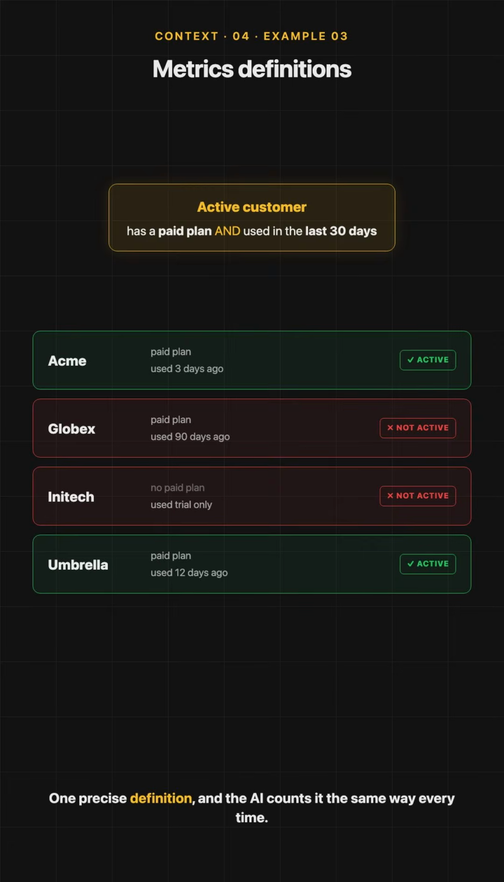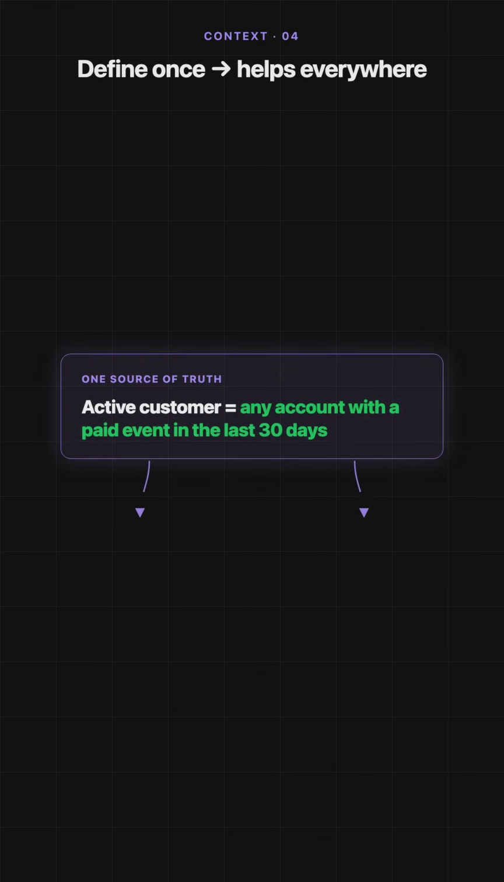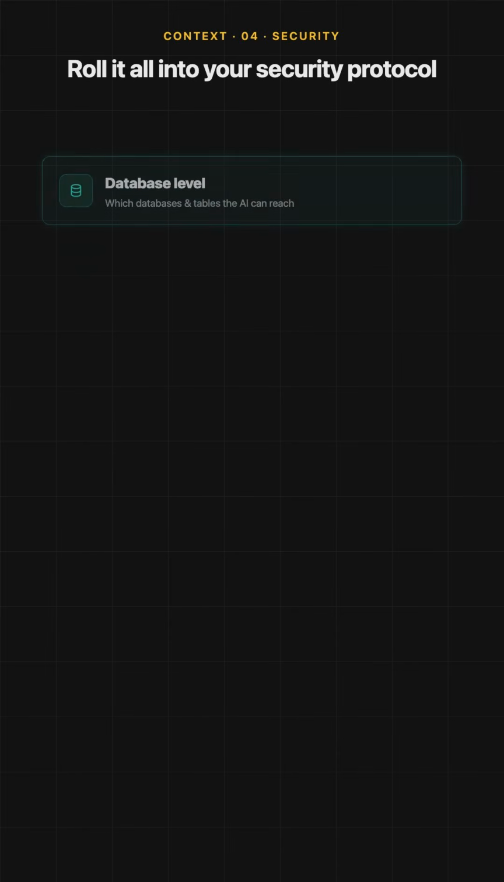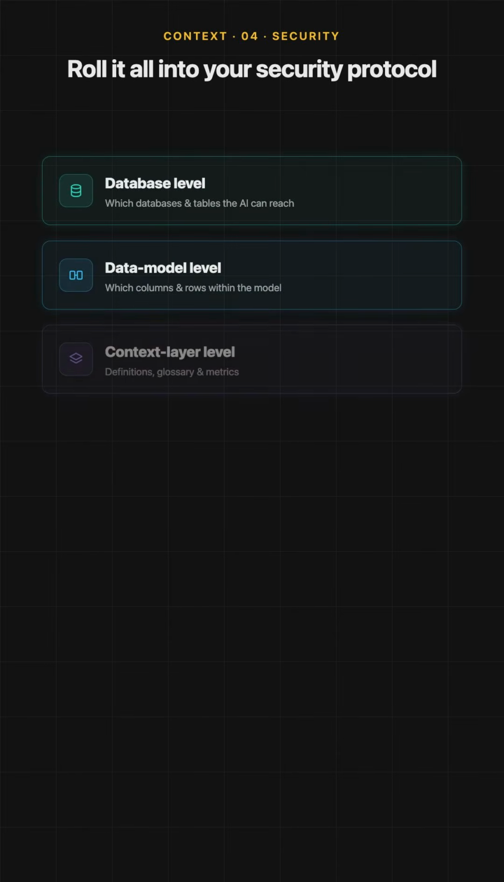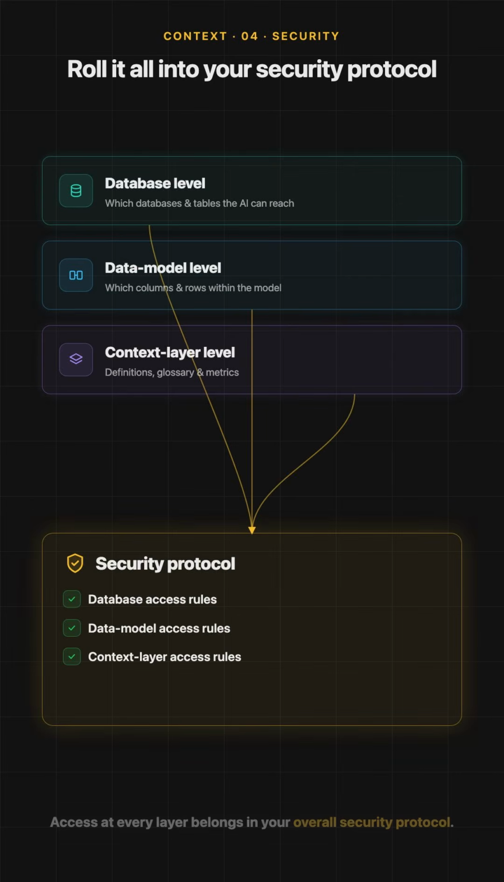And so here, the good thing about this is once you define the meaning once, it actually helps you essentially everywhere. So if you use the definition of active customer for structured retrieval, it will also help you with the unstructured retrieval as well. Now, one last thing I want to touch on here is just security in general, right? Being able to access specific information on the data model level, or maybe some information at least on the context layer. All of these things also need to be added onto your security protocol as well here.